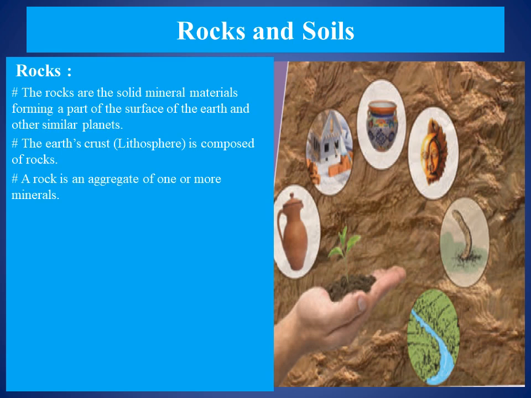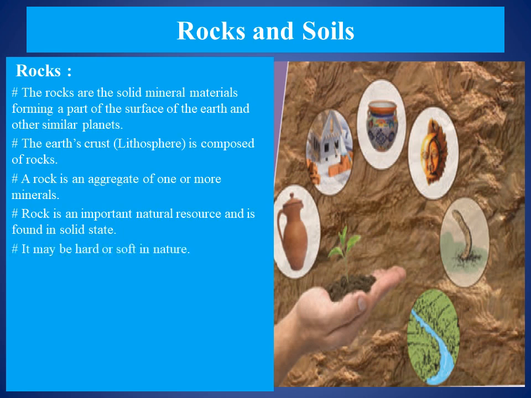A rock is an aggregate of one or more minerals. Rock is an important natural resource and is found in solid state. It may be hard or soft in nature. An estimation reveals that there are 2000 different types of minerals found on the earth's surface, out of which only 12 are the basic minerals commonly found all over the earth. In nature, they may occur either in the form of elements or compounds.